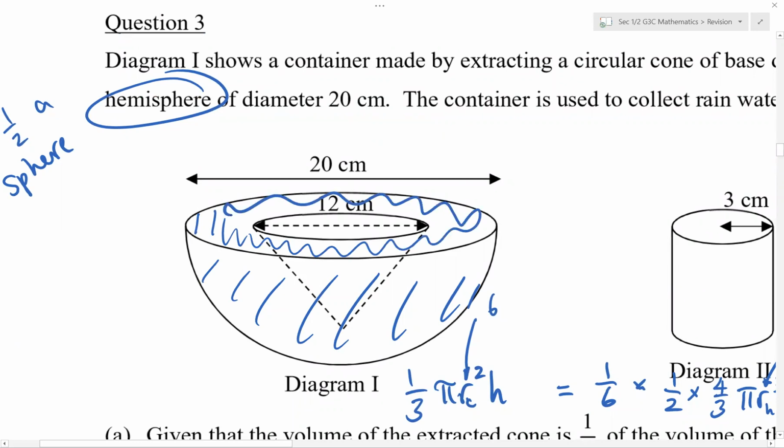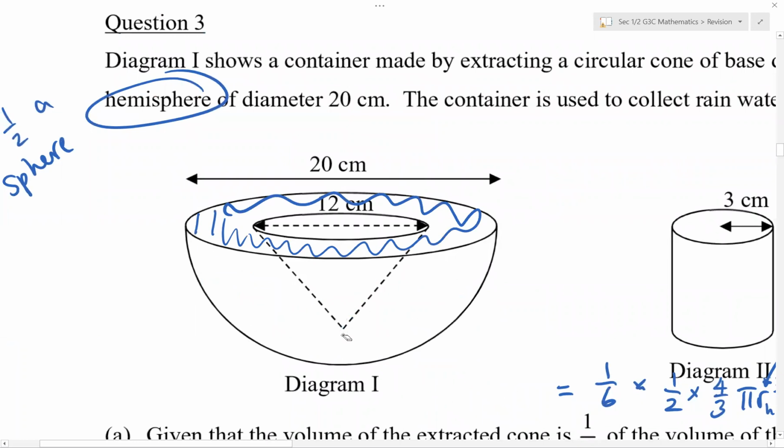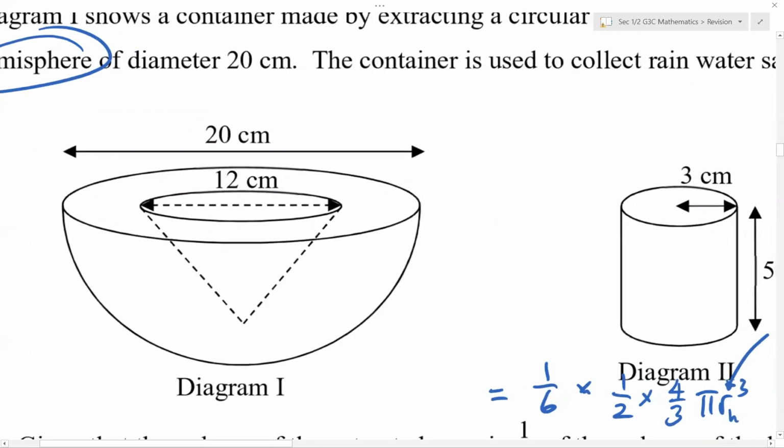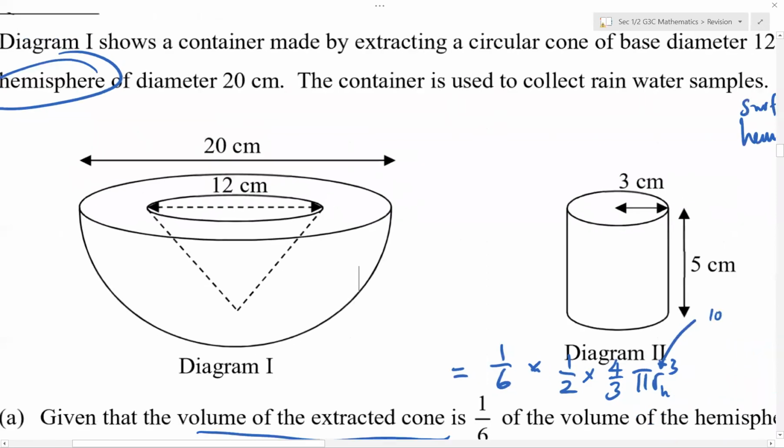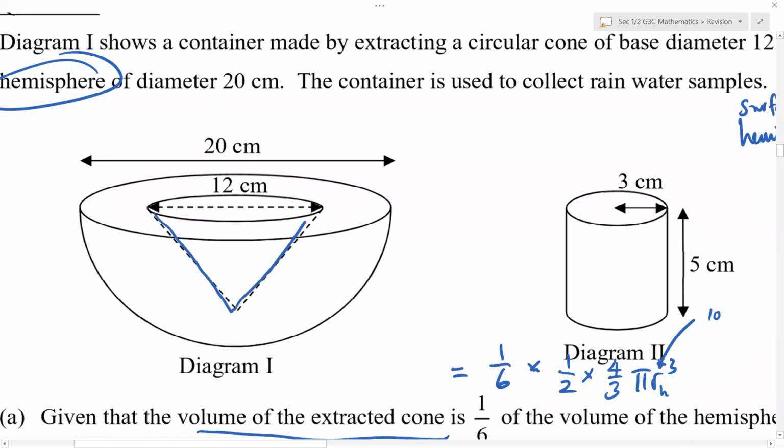Area of ring, not difficult. It's just area of big circle minus area of small circle with the respective radii, which you can see easily by yourself. So not going to talk about that. What this question really wants to test us is if you can find the curved surface of the cone.